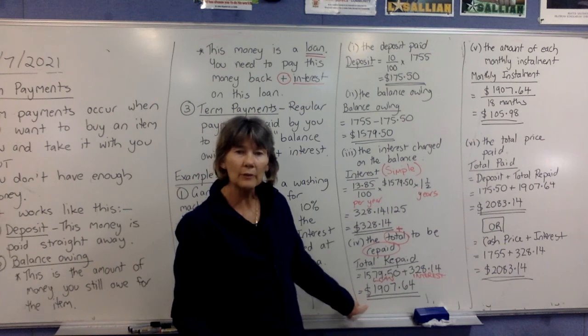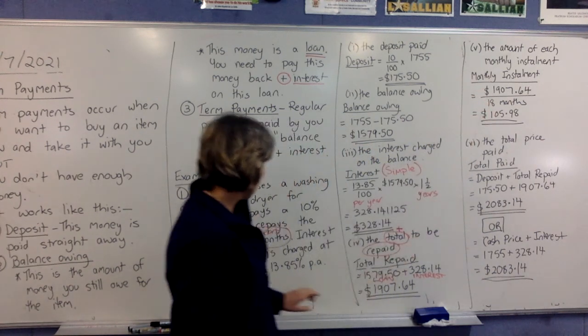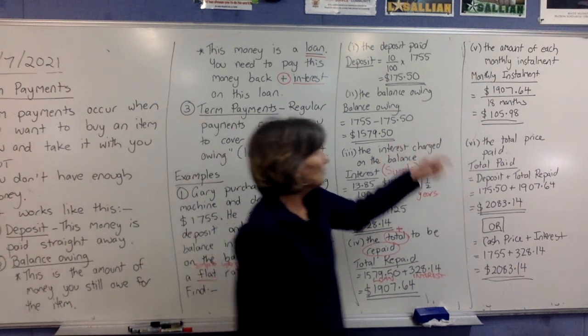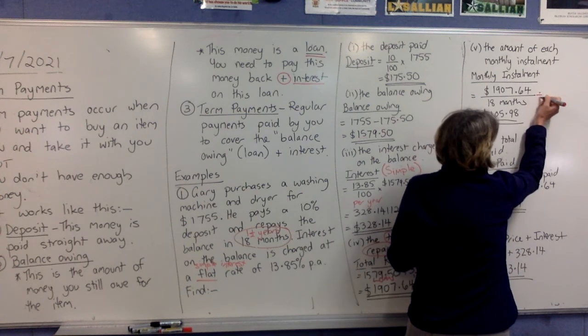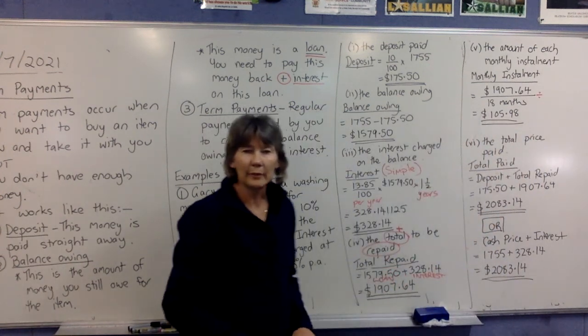So they're going to take all of that money and divide it up into 18 months. Remember, this was over 18 months you're paying this back. So divide it by the 18 months and you will be paying them $105.98 every month.